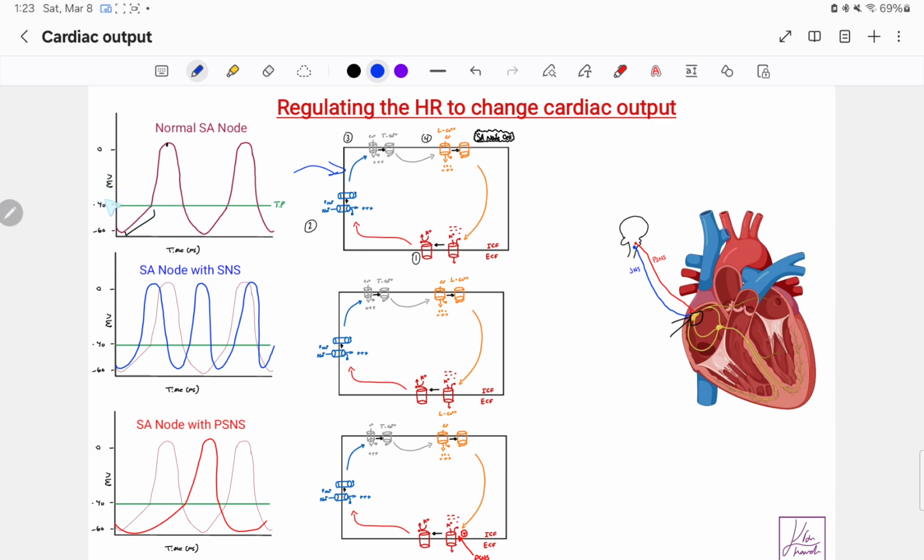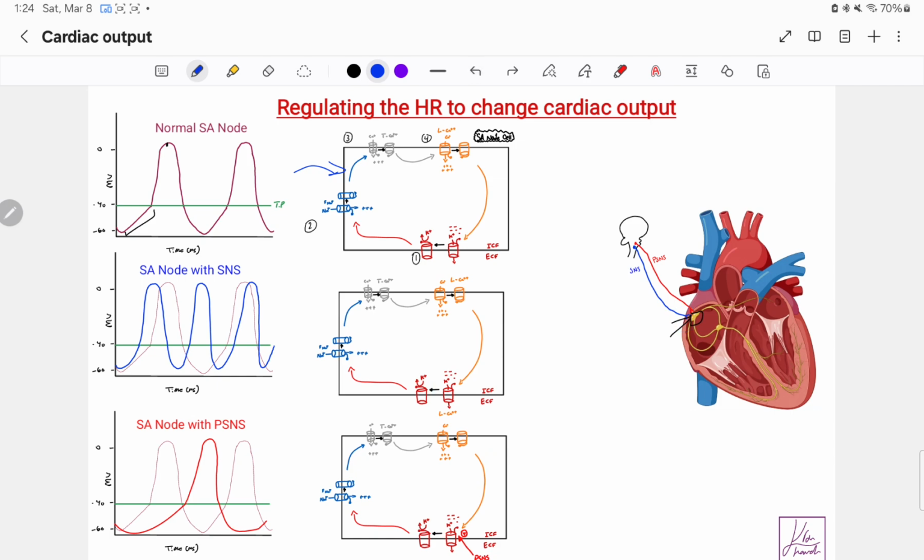Because it has millivolts on the y-axis and it's got time on the x-axis. Okay, so it's going to pick up the change in voltage inside of a cell over time. Now, with that said, let's look at the SA node's action when the sympathetic nervous system is acting on it.